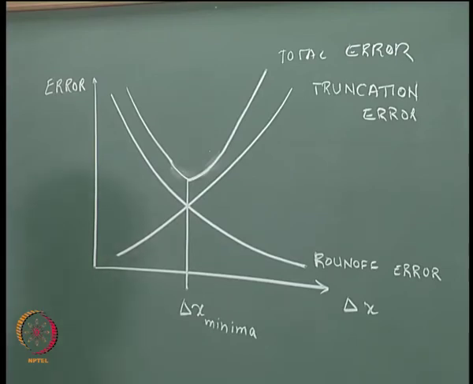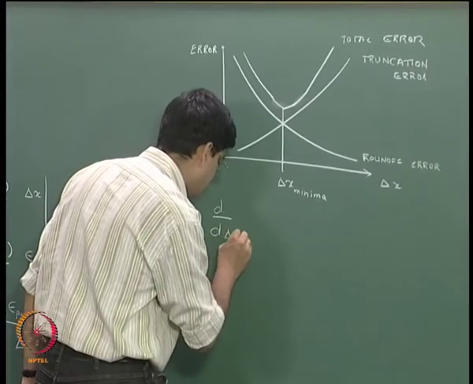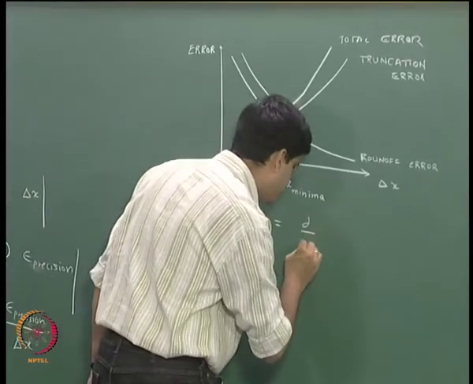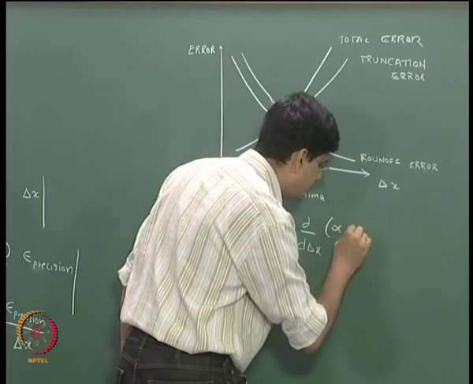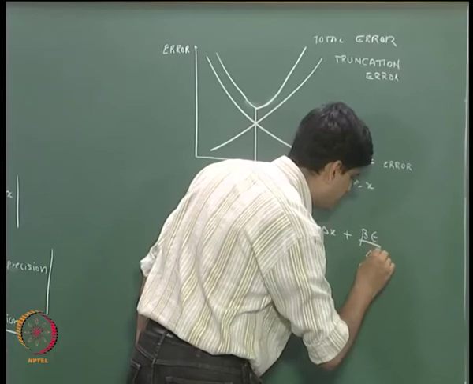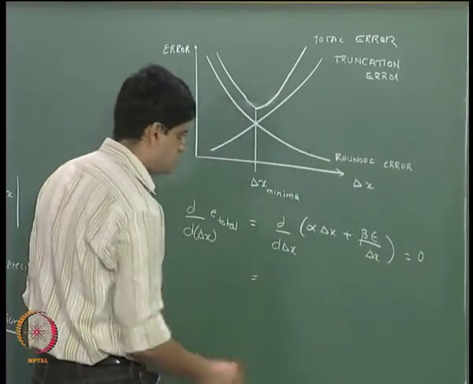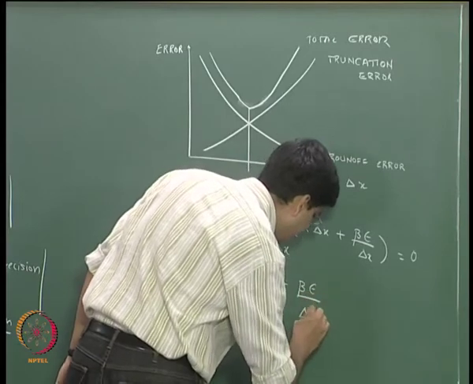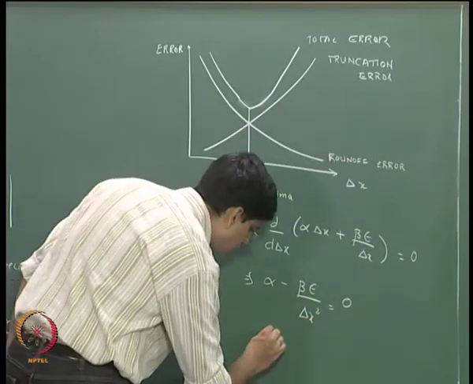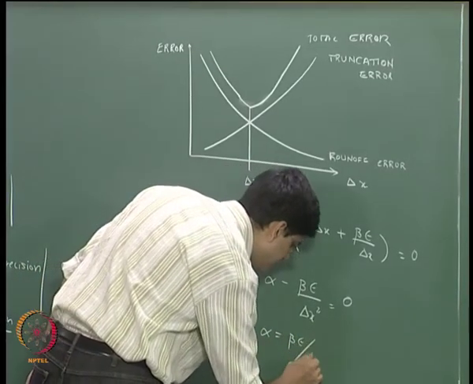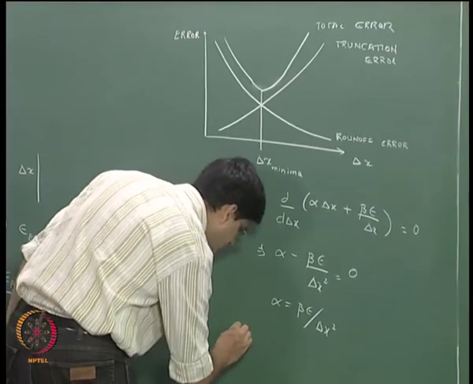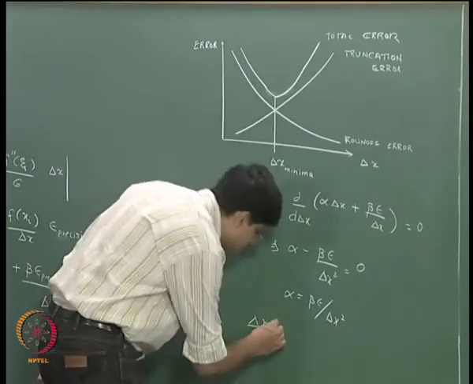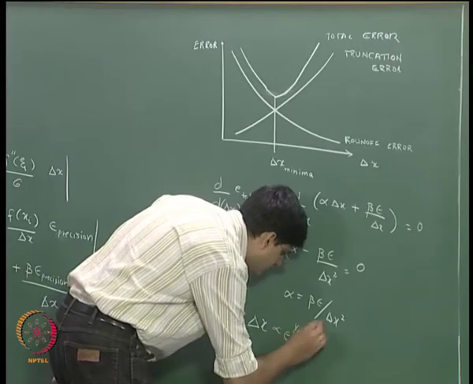Clearly the delta x that is going to minimize the total error is going to be given by d by d delta x of E total, which is going to be equal to d by d delta x of alpha delta x plus beta epsilon by delta x equal to 0, which is going to be equal to alpha minus beta epsilon by delta x squared equal to 0, or we will write alpha equal to beta epsilon by delta x squared, which will yield us delta x that gives the minimum value of the error is going to be proportional to epsilon to the power half.